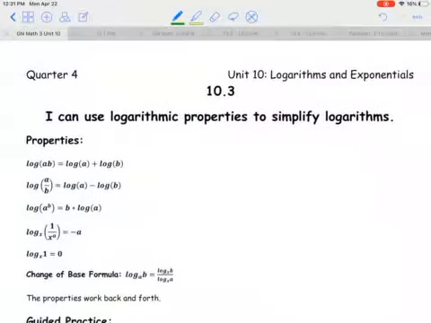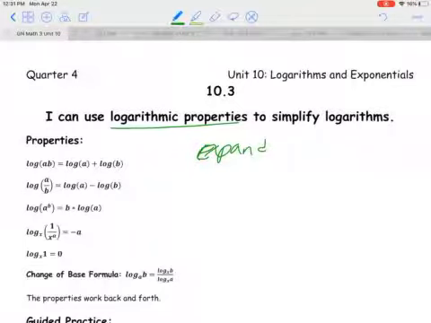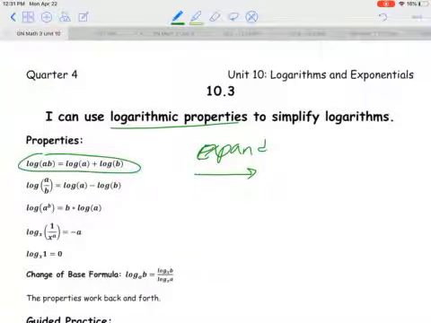Okay, 10.3, we're talking about log properties, so we're just rearranging log equations. You're going to be taking things that have one log and making them multiple logs, so that's called expanding. If it says to expand, with all of these properties you're going to be moving from the left side to the right side, adding logs. So notice here, we have more logs on the right side.